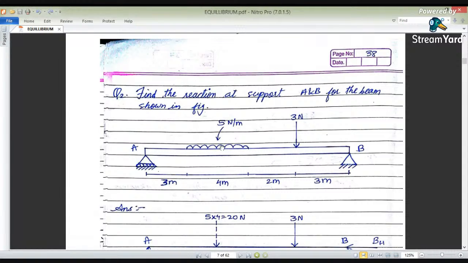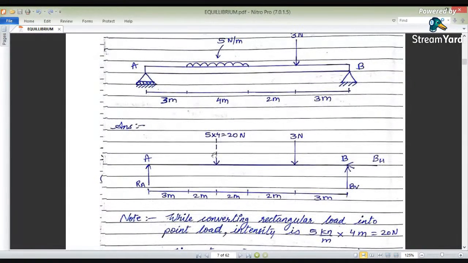The CG of this UDL will be at the center, that is, half of 4 meters, which is 2 meters. So here it has been applied at 2 meters. What is its intensity? The intensity is 5 multiplied by 4, that is 20 Newton. It will be applied at the center, that is 2 meters. The 3 meters is the same; this 2 meter is as it is, and this 3 meters is as it is.